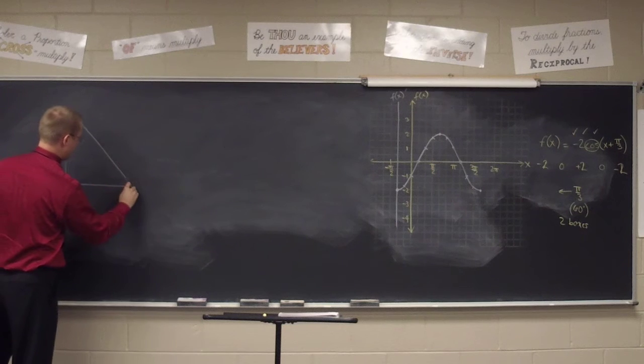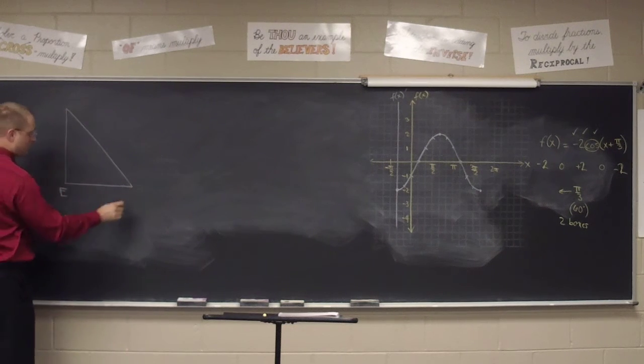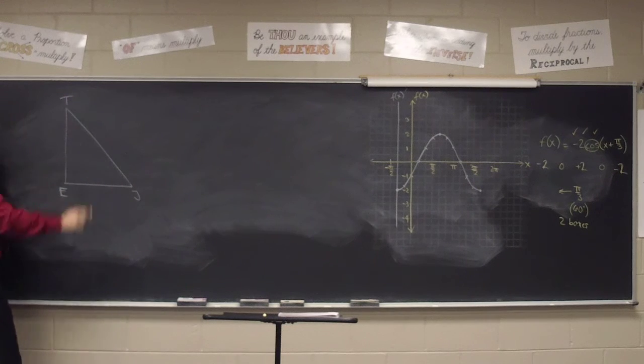So let's suppose we've got a right triangle, and we'll name it EJT, and we've got a right angle.